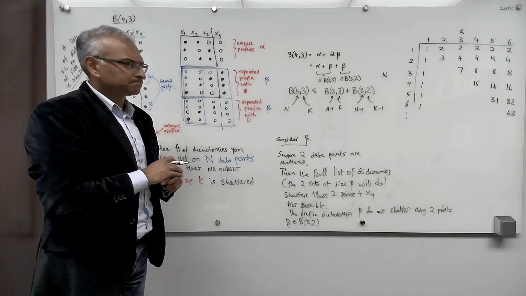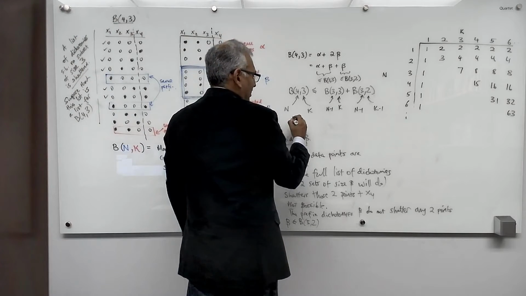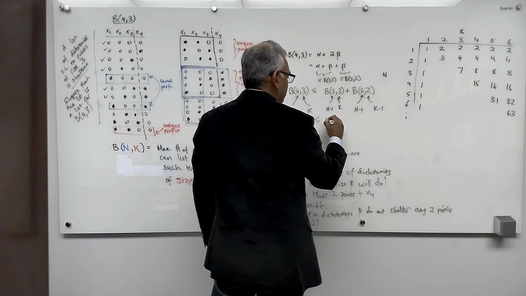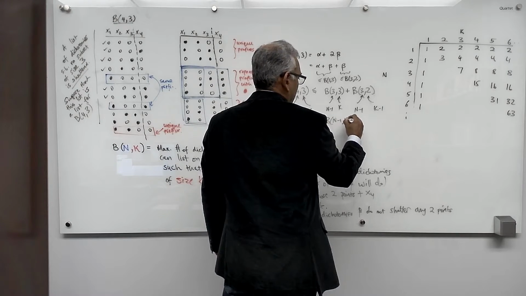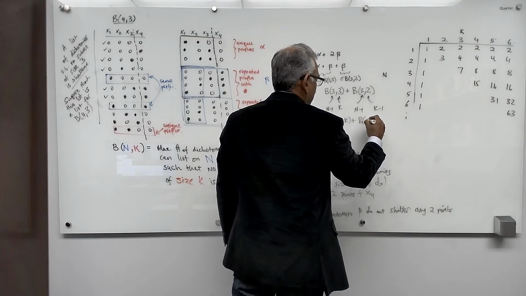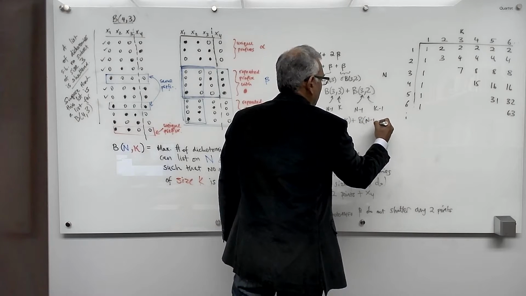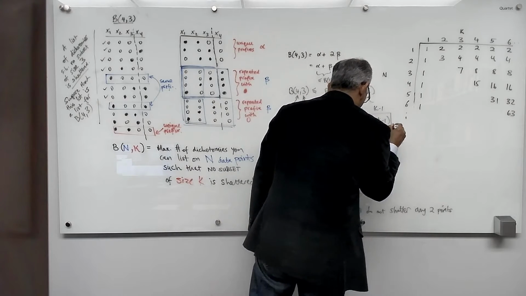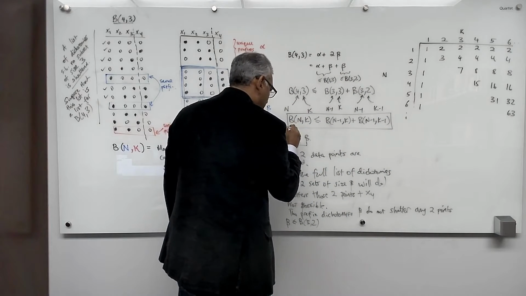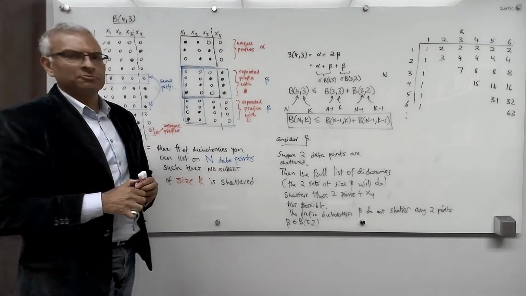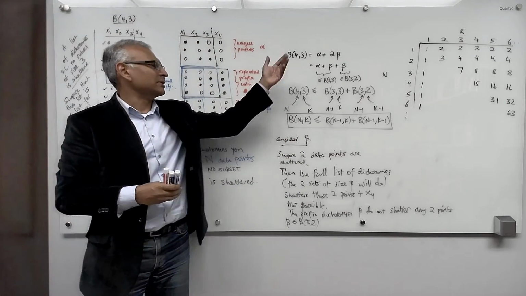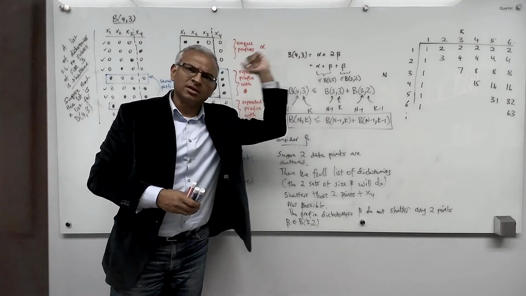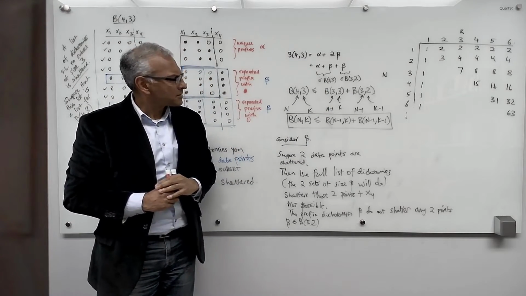no problem. You will find that B(n,k) is at most B(n minus 1, k) plus B(n minus 1, k minus 1). And I'll box it. We've proved this recursion. Well, we illustrated the proof of the recursion for B(4,3), and now you can sit down and complete the proof yourself.